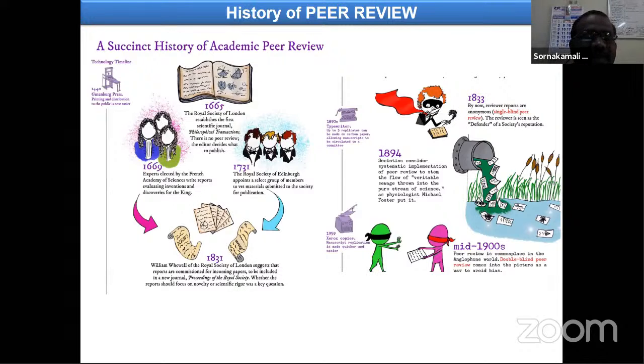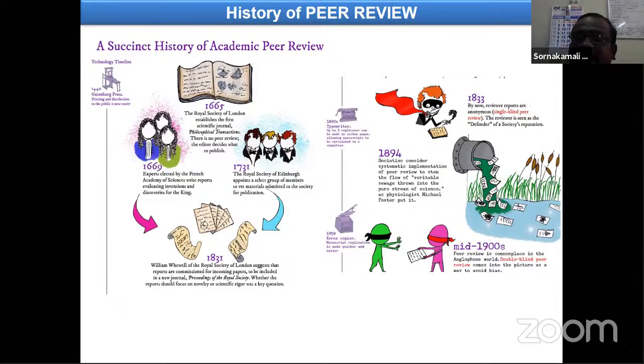In the year 1669, the expert committee appointed by the French king went through the scientific material. Then finally, they would apprise the scientific fact to the king. In the year 1731, the Royal Society of Edinburgh appointed a group of members to see the material submitted to the Royal Society of Edinburgh. Okay. So these things in the year 1831 led to the launch of a new journal by the Royal Society of London. The journal is Proceedings of the Royal Society. Okay. So they have a team to maintain the scientific integrity in the journal.